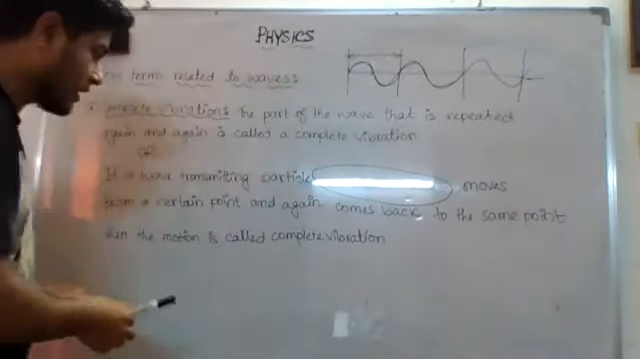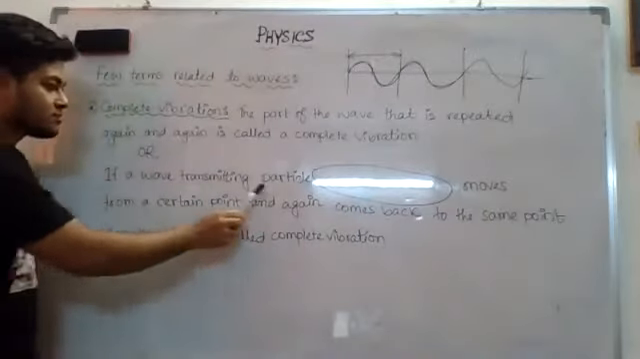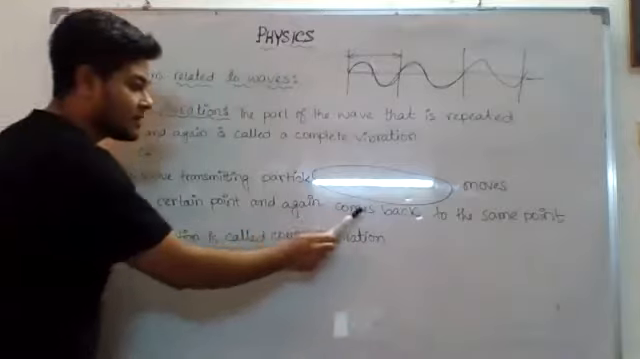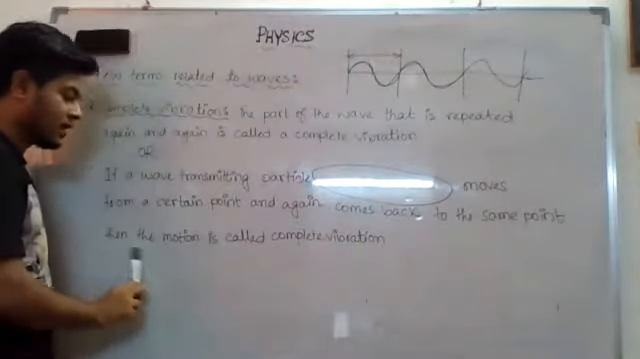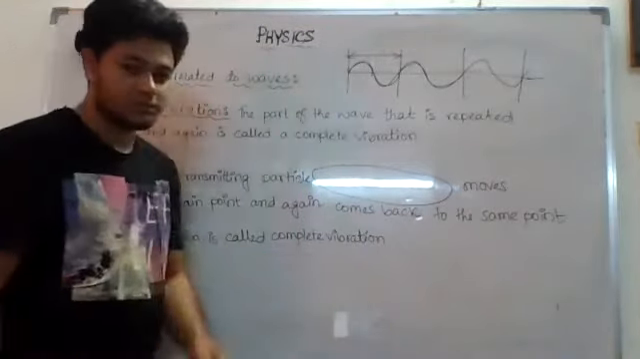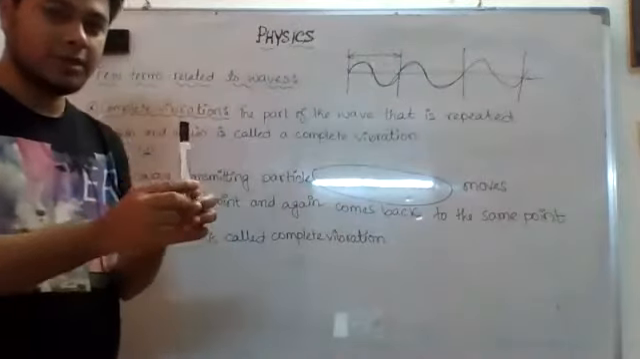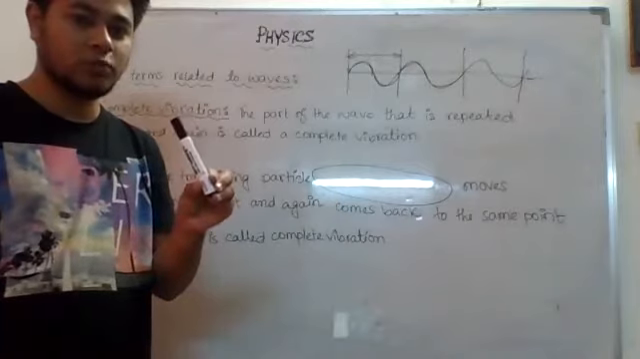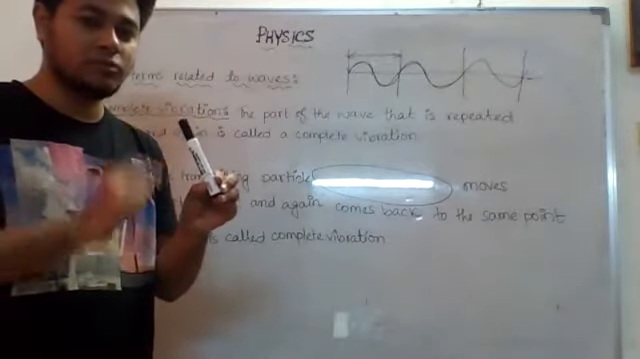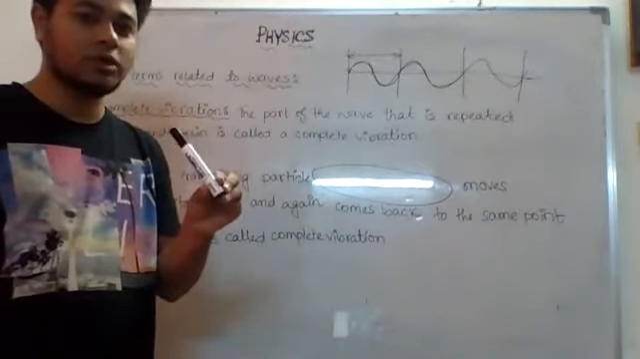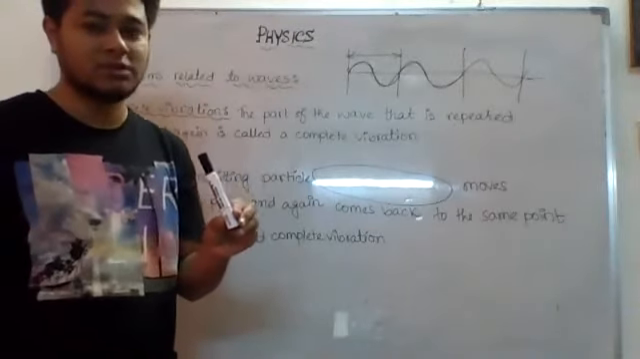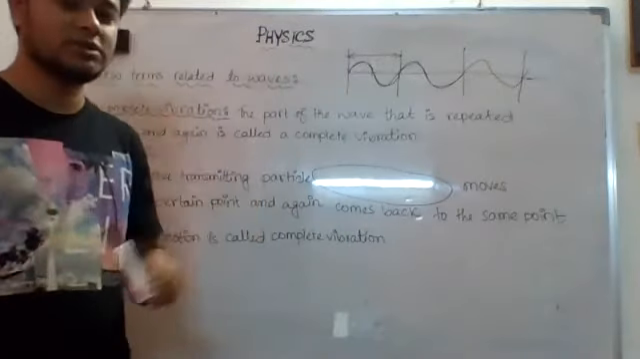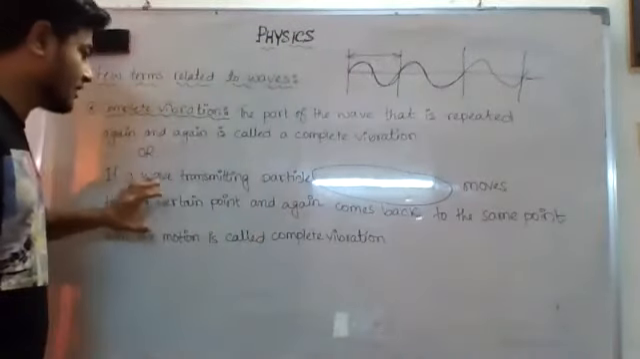So can I say it in this way? If a wave transmitting particle moves from a certain point and again comes back to the same point, then the motion is called a completed vibration. It will start moving from here, then go there and come back to the same point. It will start from a certain point, go and come back to the same point. Then I can say one vibration has been completed.